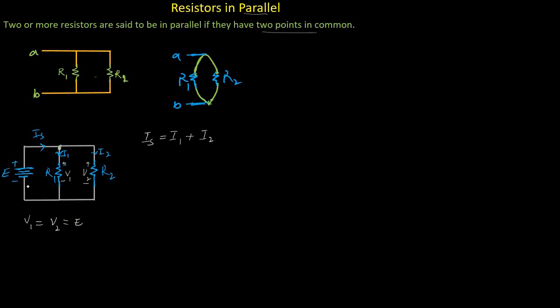Now according to Ohm's law, E would be equal to Is times RT, where RT is the equivalent resistance of this parallel circuit, and Is is the input current through this source, and E is the input voltage. Now to find Is from this equation, Is would be equal to E divided by RT.